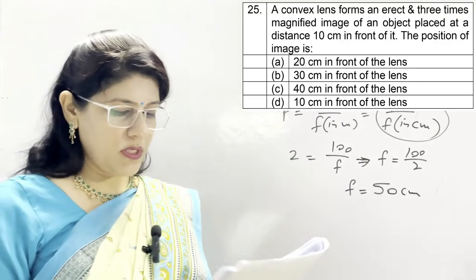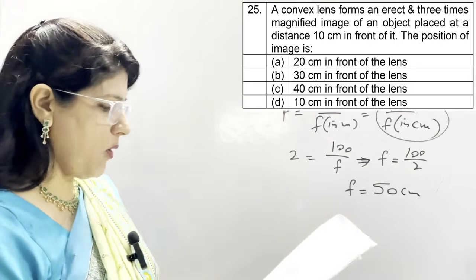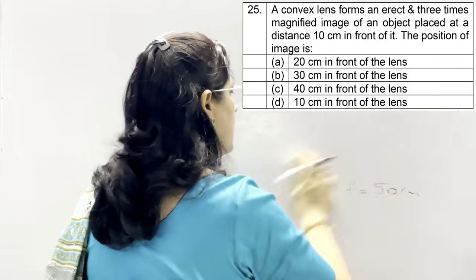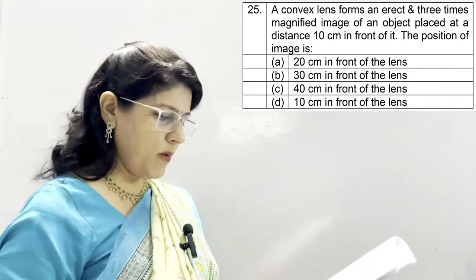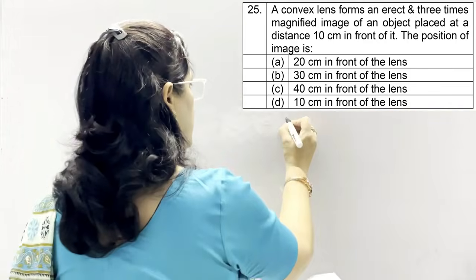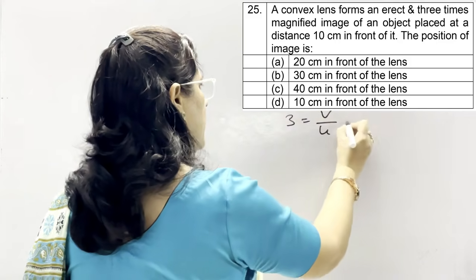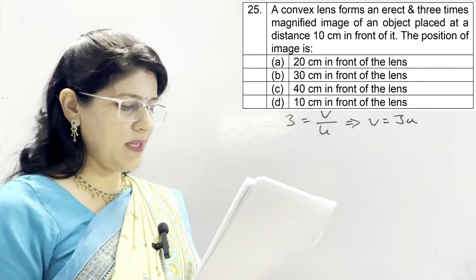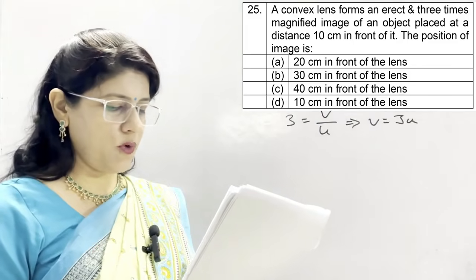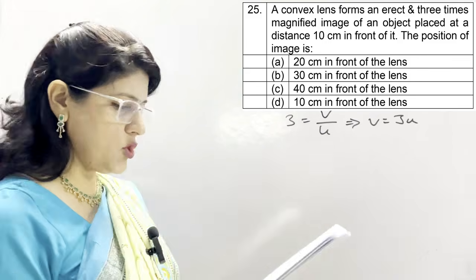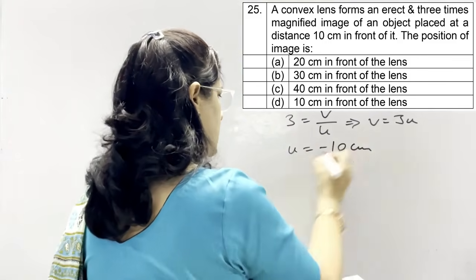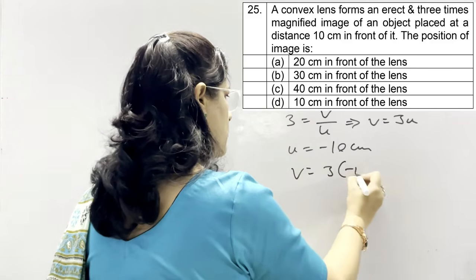In question number 25, a convex lens forms an erect and 3 times magnified image. We know magnified image can be formed only by convex lens. Here magnification 3 is equal to V by U. It means V is equal to 3U. The object is placed at the distance of 10 centimeter in front of it. The position of the image is. So U is given as minus 10 centimeter. So V is equal to 3 into minus 10.